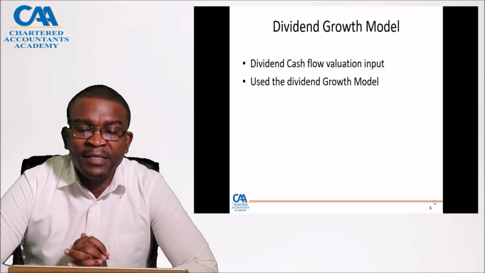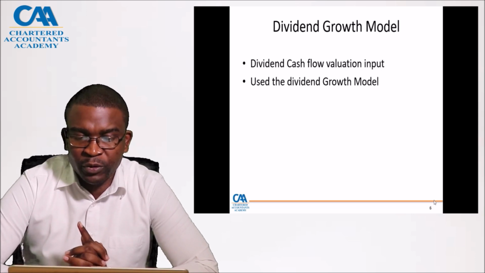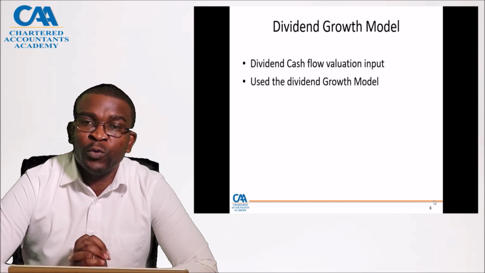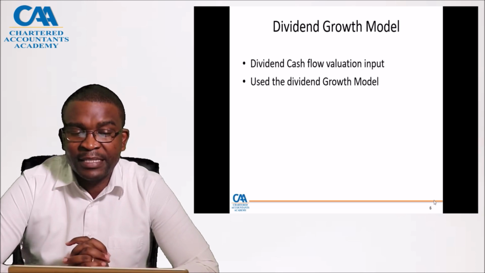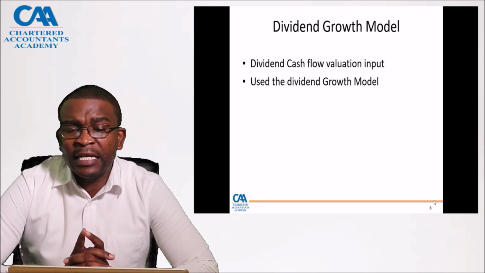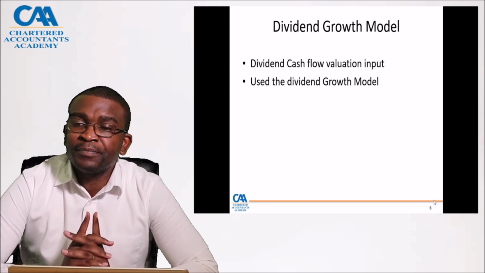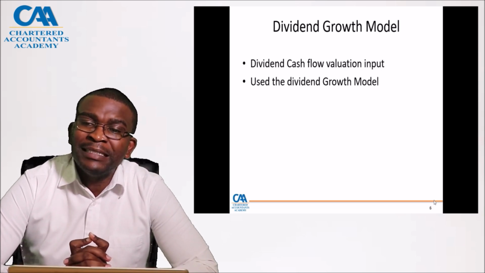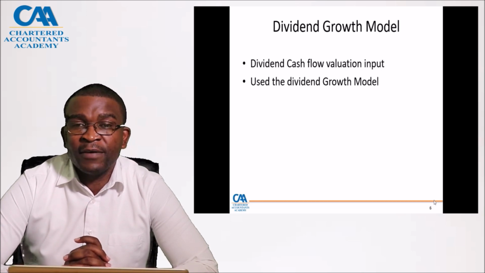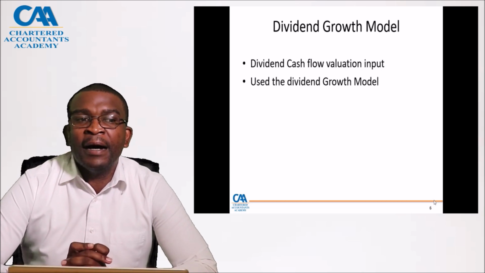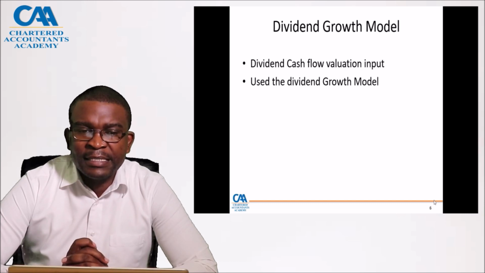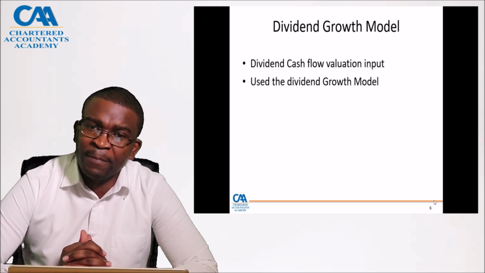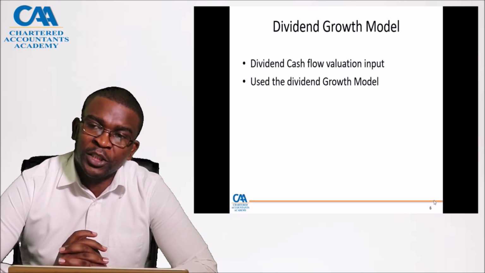This one uses the dividend cash flow valuation input, and we'll use the dividend growth model, which we learned when we did weighted average cost of capital. Still the same model. So under the dividend cash flow valuation input, you're saying a share will be able to generate cash flows, and normally shares generate cash flows in the form of dividends. The assumption is when you look at the cash flows, I'm looking at the cash flows that are attached to a share, not to the shareholder, but I'm talking about a share.